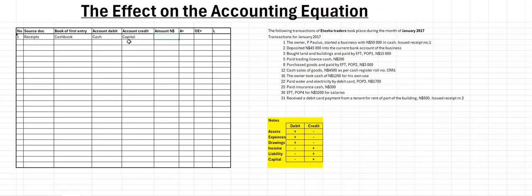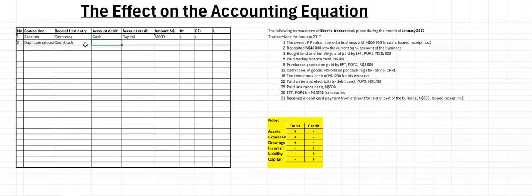Okay, what amount would it be? $50,000. Assets is increasing and owner's equity is increasing. Then we are at the second. We are using deposit slips. So we're using a duplicate deposit. Remember, the original is kept by the bank and we are getting a duplicate deposit slip. Okay, what is our first book of entry? It would be a cash book.